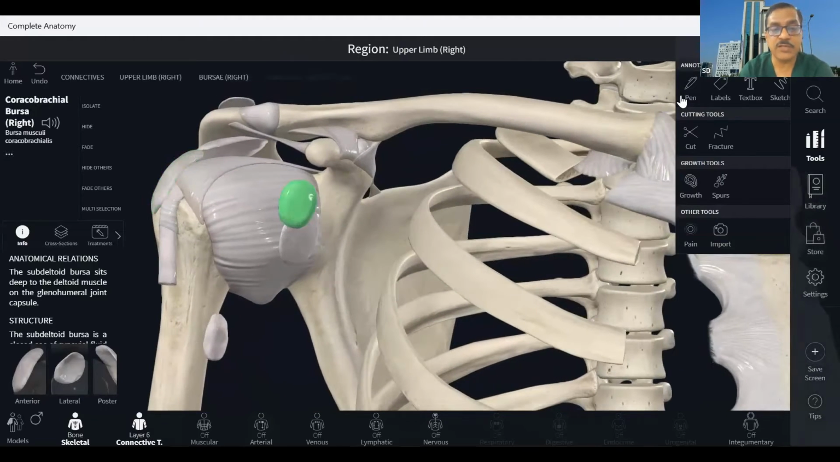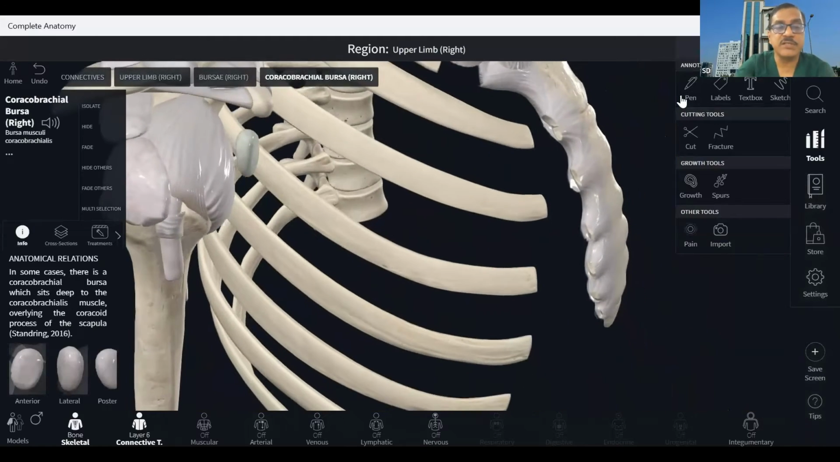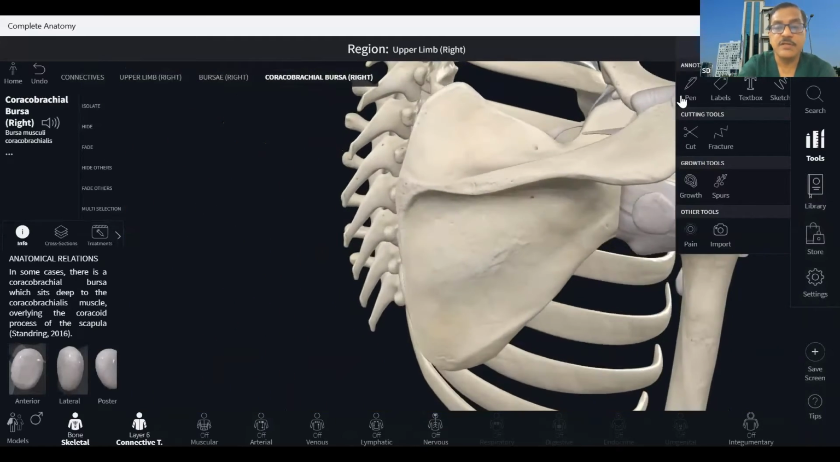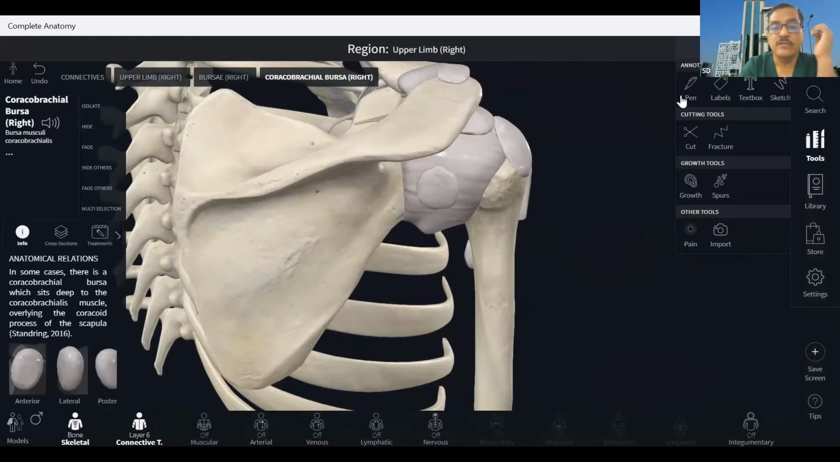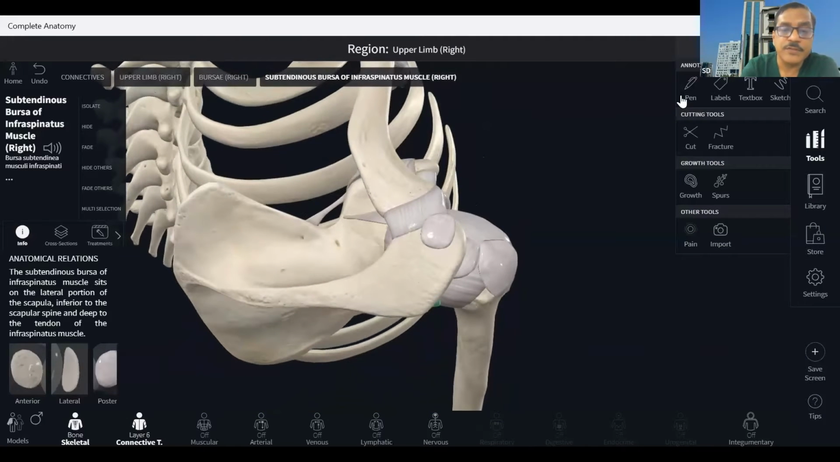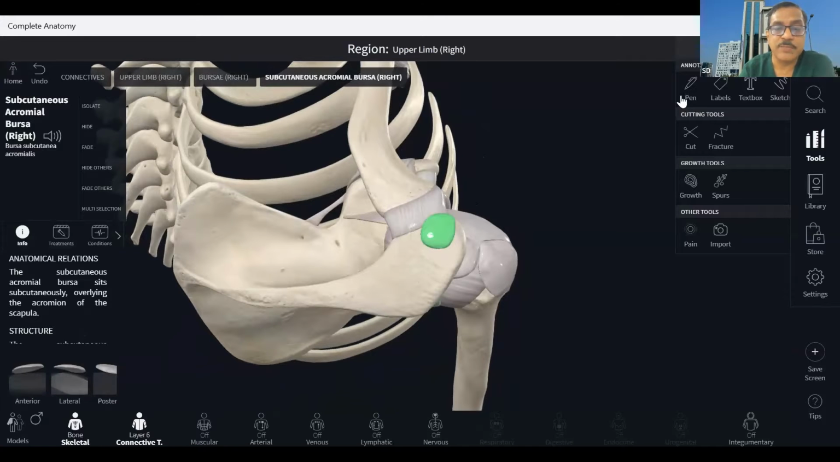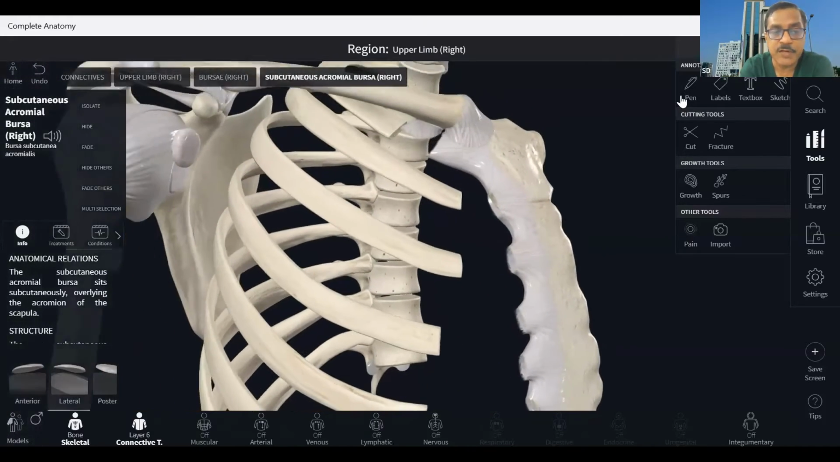This is a little less common area. This is your coracoid bursa, or subcoracoid bursa. There is another small bursa just below the tendon of the infraspinatus muscle. This one, sorry, not taking color. Okay, so the bursa below the infraspinatus, and another on the top, that is the subcutaneous acromial bursa. That is very superficial and sometimes just close to the acromioclavicular joint. So these are some of the bursae which can be inflamed and cause different types of pain.